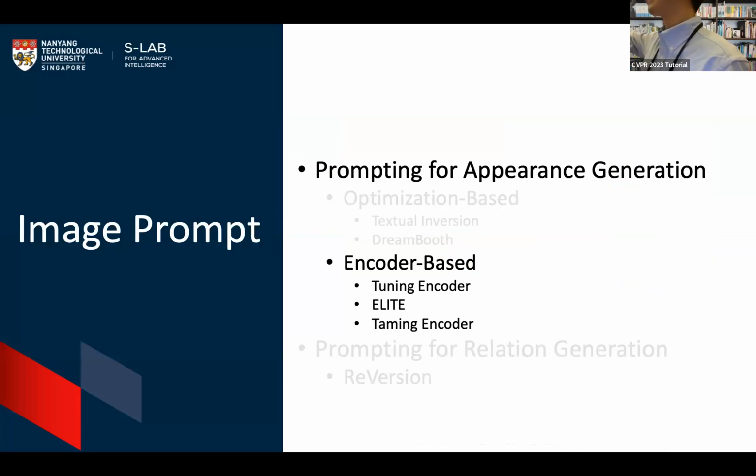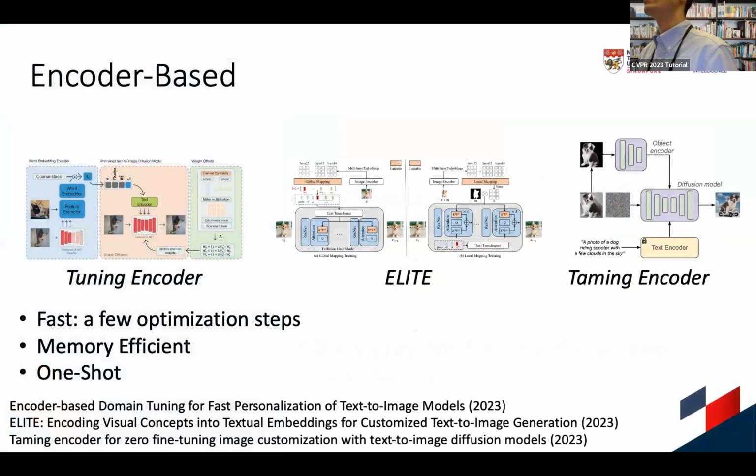And there's another part of work that's called encoder-based method for image prompts. It's very recent work, which just appeared like 2 or 3 months ago, within this year. Encoder-based methods are generally faster because they try to find the prompt using a feed-forward pass, not using optimization. Recent works such as tuning encoders, ELITE, or taming encoder are all arXiv papers that have appeared very recently.